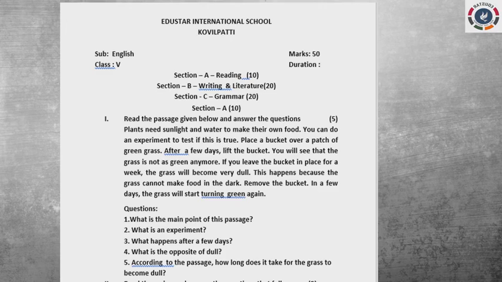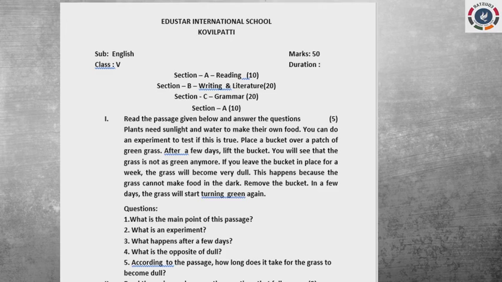So here I have given the passage and I have asked questions also. So you have to answer these questions by reading the passage. What is the main point of this passage? Plants need sunlight and water to make their own food is the main point of this passage. What is the experiment? The experiment is about growing grass. What happens after a few days? After a few days the grass becomes dull.